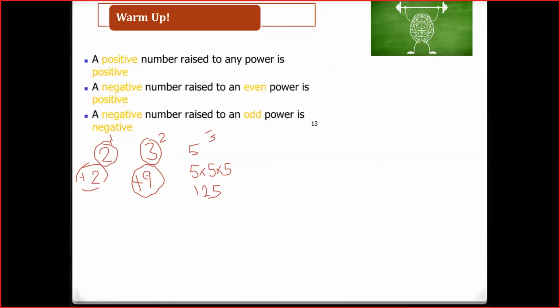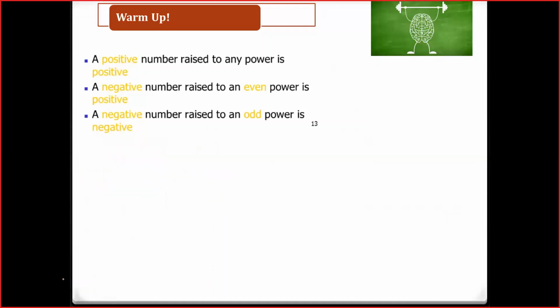No, I'm talking here about positive numbers only. If I have a positive number, any positive number, like 3, is it a positive number? So if the base is positive, whether the power is positive or negative, the answer is positive. If the base is positive, the answer every time is positive.